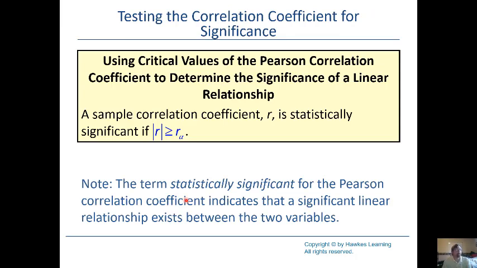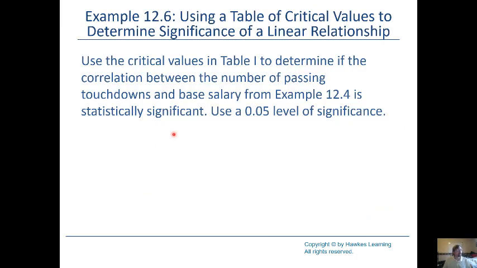So the sample correlation coefficient is statistically significant if the absolute value of the correlation coefficient is greater than or equal to this critical correlation coefficient value. So there's a table of critical values in your book, table 1 in chapter 12. So at the 0.05 level of significance, let me grab my book here. I did not have that ready and prepared.